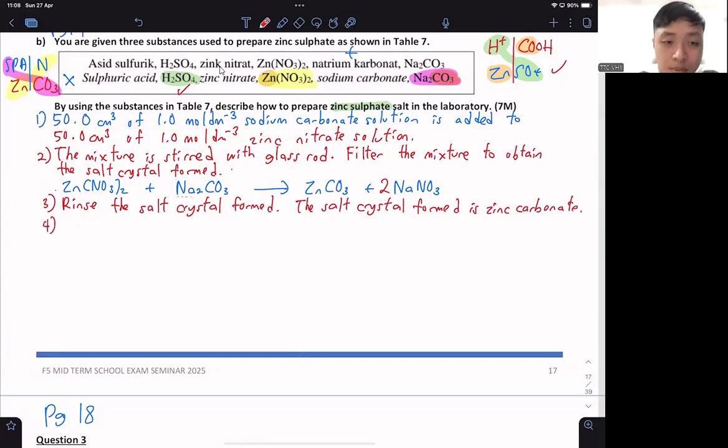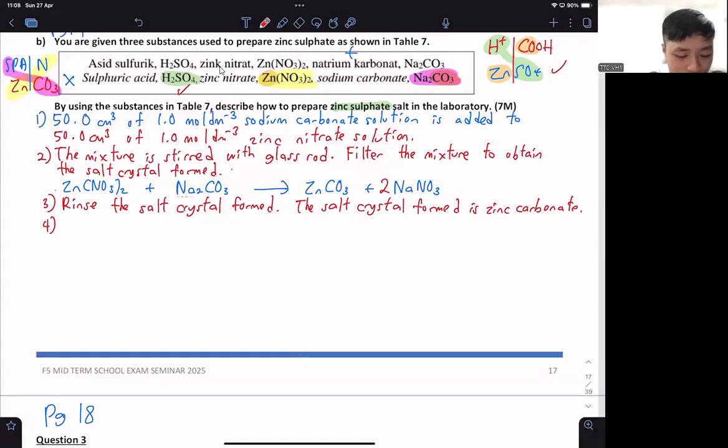Zinc carbonate. Okay, there's a third one. Zinc carbonate means you get this one. This one you don't care. I want to filter out from here. I want to filter out. I will get the zinc carbonate. The fourth one.